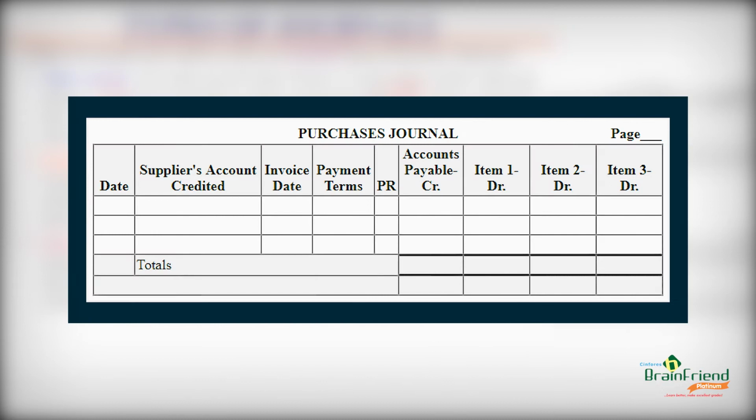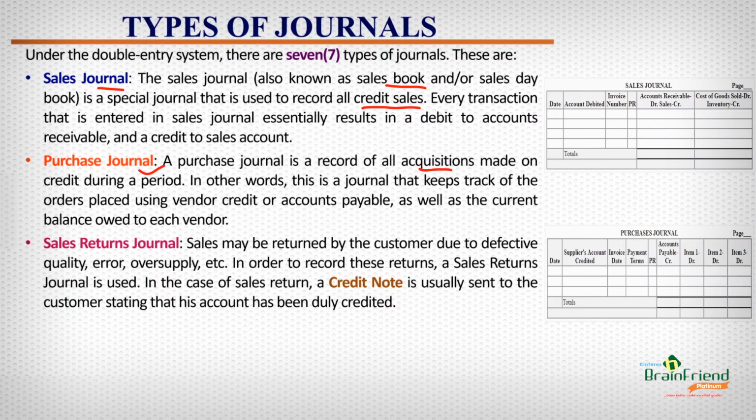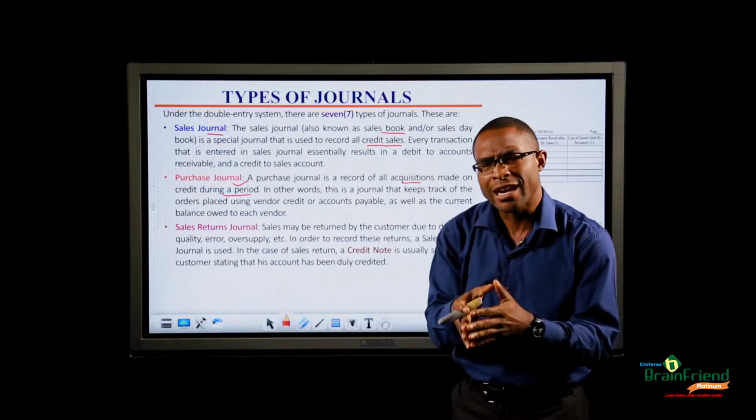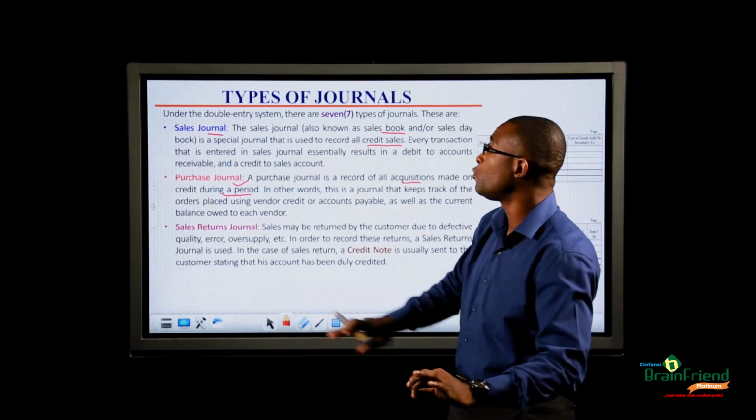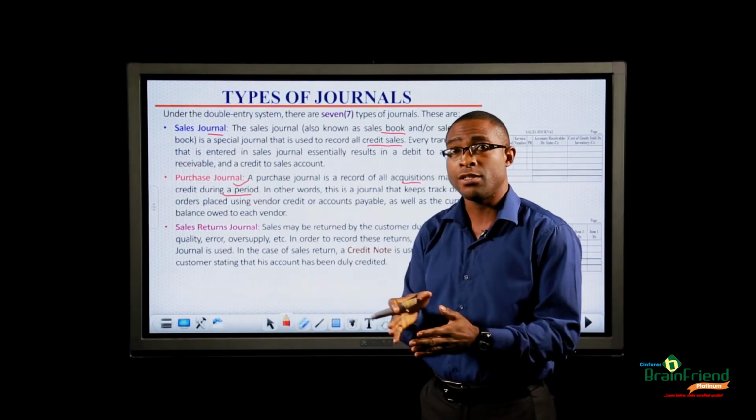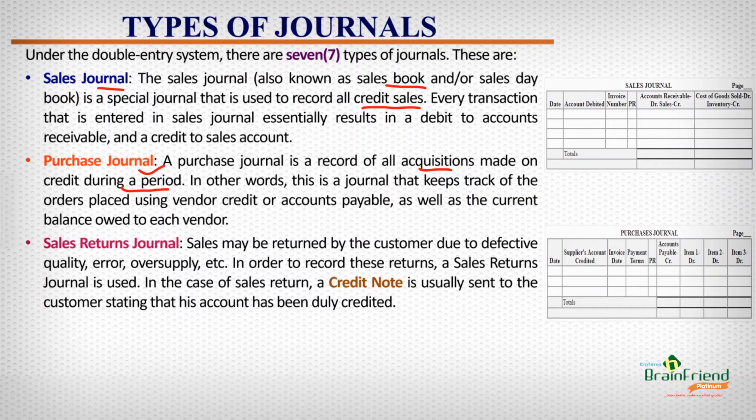For the purchase journals, the purchase journal records all acquisitions, purchases made on credit during a period. So when someone comes to buy something and probably the person did not pay, you record such in your purchase journal. If the person paid for it, it means it will be captured in the sales journal. But in a situation where the person did not pay, you record such in the purchase journal. So the purchase journal keeps track of all orders placed using vendor credits or account payables.